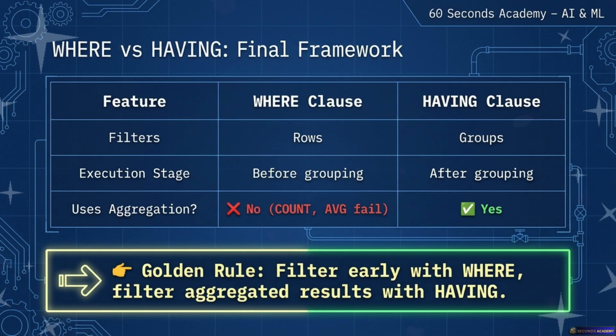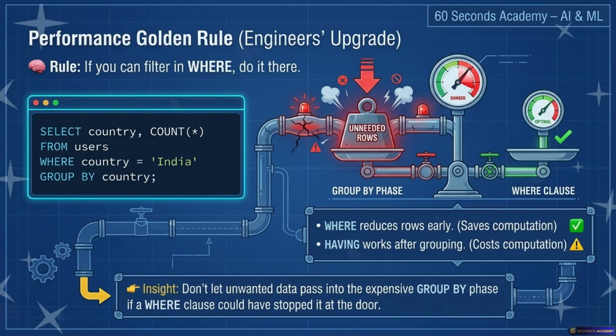Right. Where reduces the number of rows early in the pipeline. If your dataset contains 1 billion users and only 10 million are from India, filtering at the where stage means the subsequent group by operation only has to allocate memory and perform sorting operations for 10 million records. Instead of 1 billion. Exactly. Having works after grouping. If you delay the filter until the having stage, the database engine must allocate memory to group all 1 billion records.